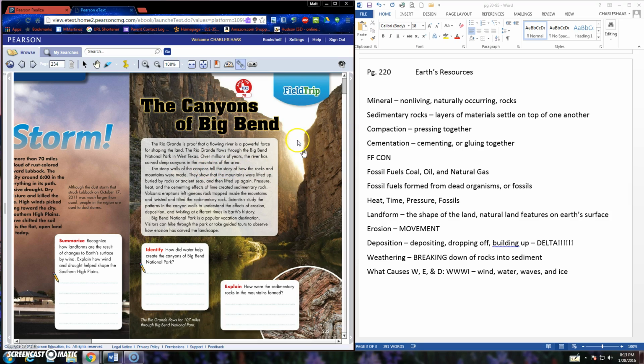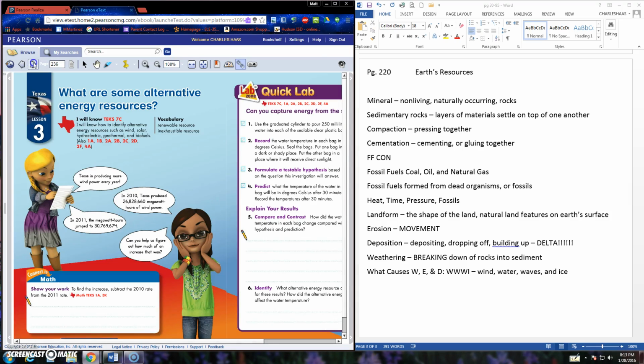So a long time ago, the river would have been way up here at the top of the land, but after hundreds and hundreds and thousands of years, the river has carved its way all the way down here, weathering away the sediment, eroding it to somewhere else, and dropping it off who knows where. But that's cool that that's in West Texas. We should go see that sometime, huh?